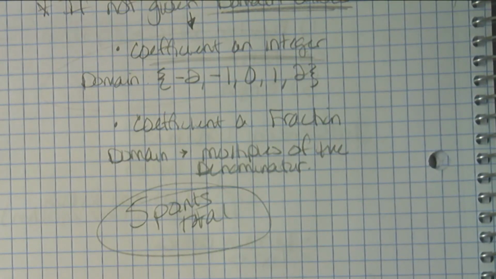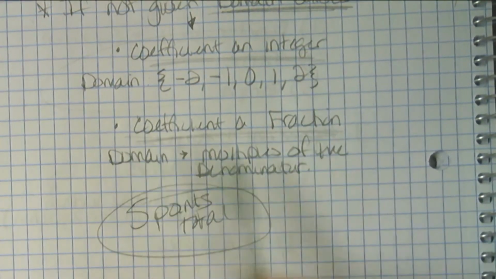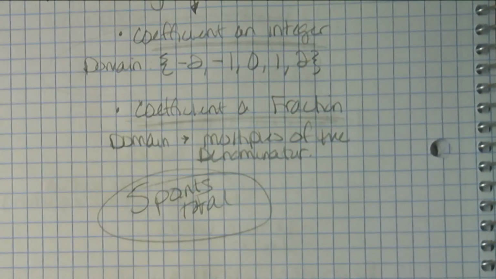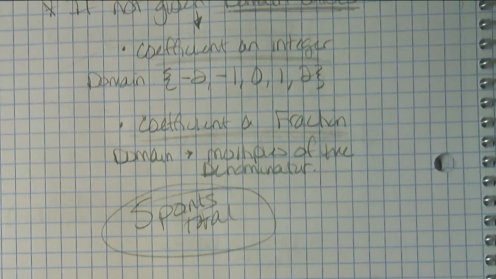So in our coefficients and integer, we're going to be using just -2, -1, 0, 1, and 2. I'm going to keep it as close to the origin as I can. When our coefficient is a fraction, our domain is going to be a multiple of the denominator. Questions? Ava?